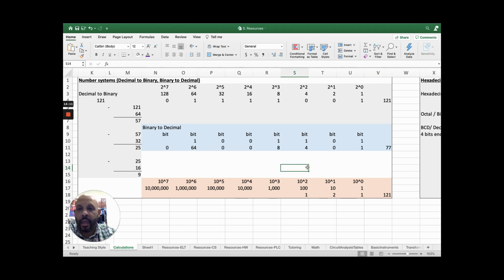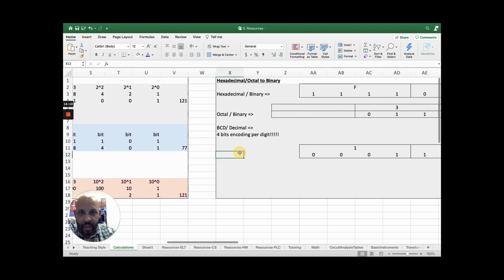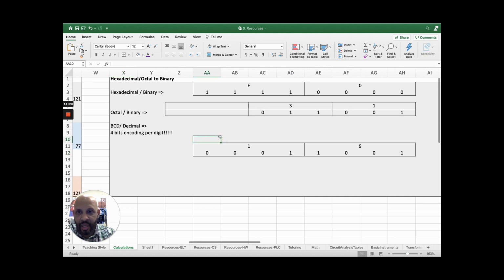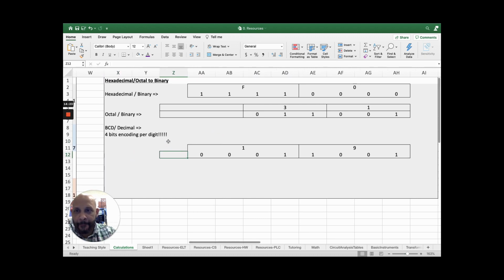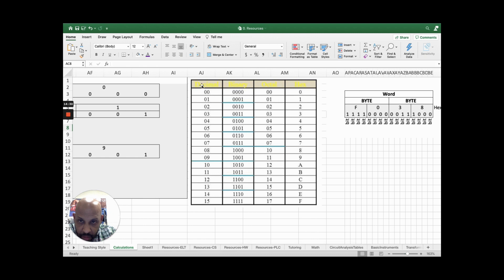Now, what about octal and hexadecimal? I have another little chart here that is going to help us with this. Let's look at this table for a second. This is your decimal number from 0 to 15. Binary, this is your conversion all the way from 0 to 15, from 0000 all the way to 1111.